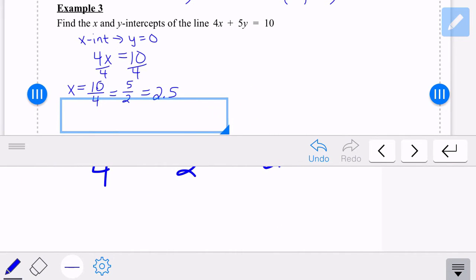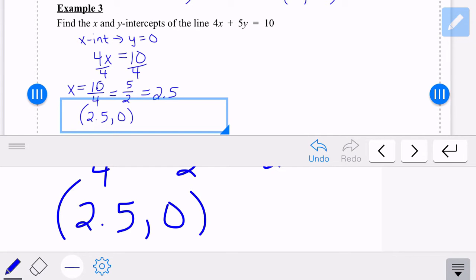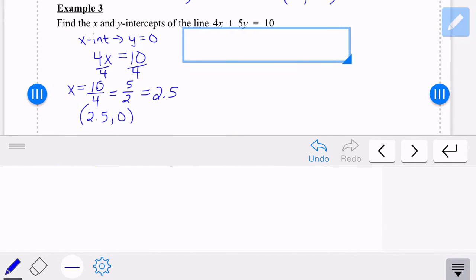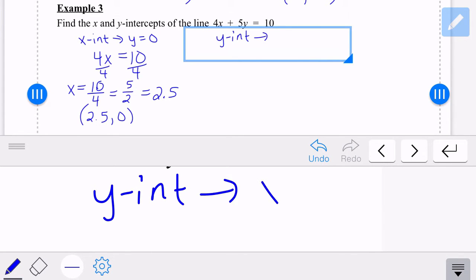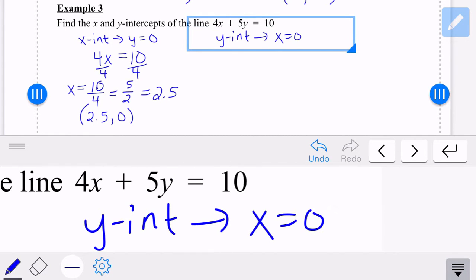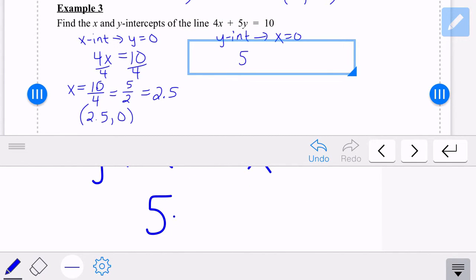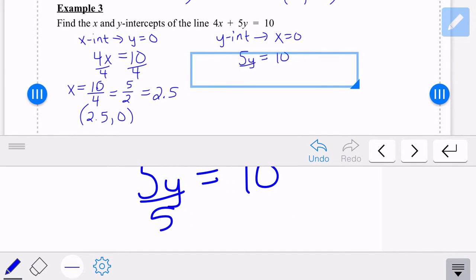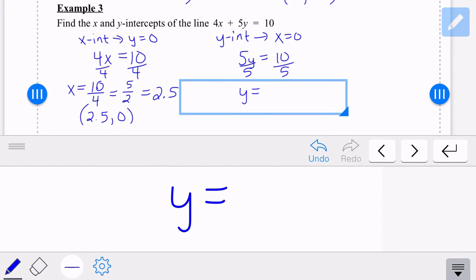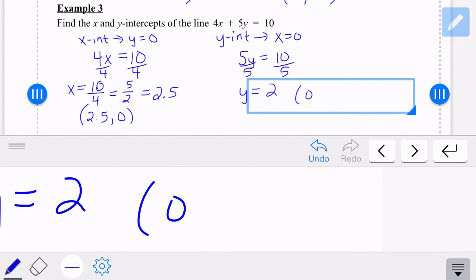It might be a better idea for the intercepts to do the decimals. That way you know where the point should go. So (2.5, 0) would be our x-intercept for that guy. And then let's do our y-intercept. So we know that x is equal to 0, so the piece with the x is going to go away, leaving us just with the 5y, and that's equal to 10. So then we just got to divide by 5 on both sides, and then we would have y is equal to 2. That would give us the point (0, 2) on that one.